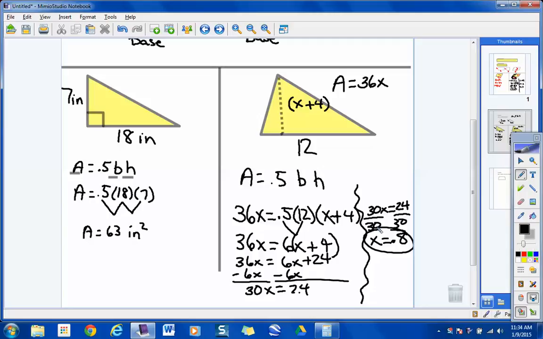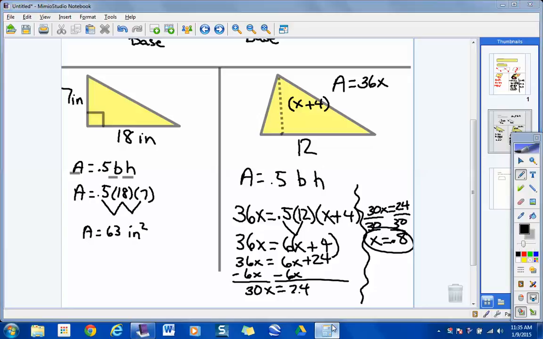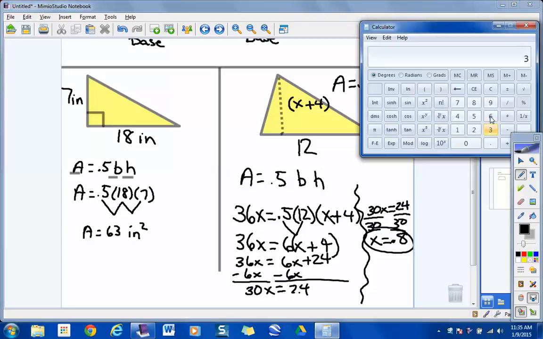What's my x value here? 0.8. What would I plug in right up here? 0.8. So my area is 36 times what, guys? What is 36 times 0.8? What did it get? 28.8. So the area of that triangle is what? 28.8 square units.